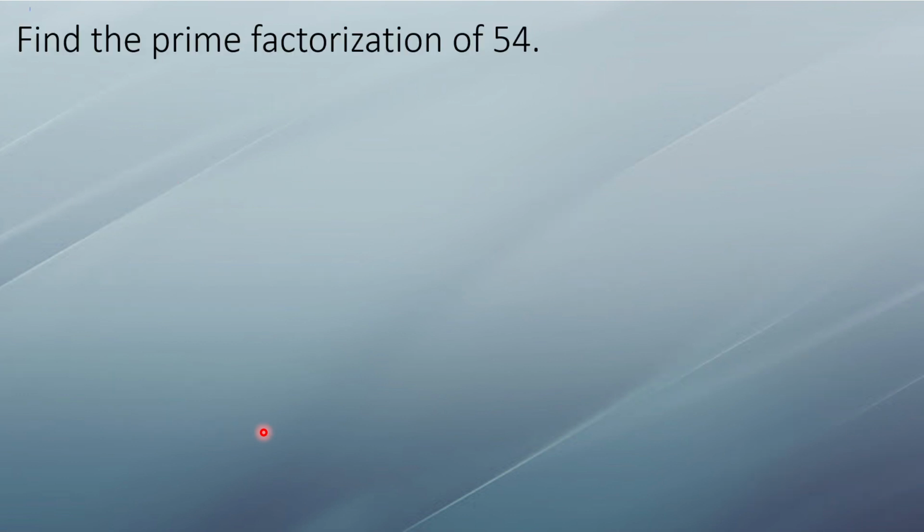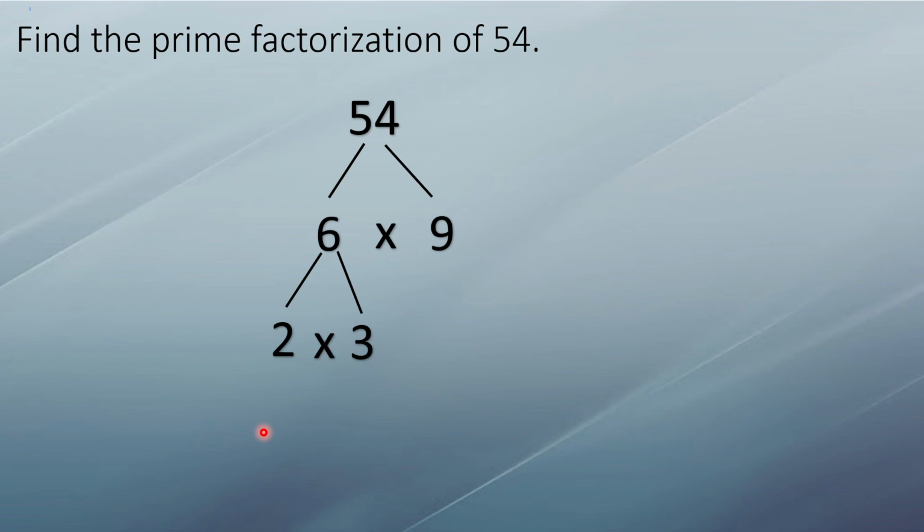Okay, another example: find the prime factorization of 54. We're going to split 54 into 6 and 9. And then the 6 into 2 and 3, and then the 9 into 3 and 3. So if we multiply it, 2 times 3 equals 6, 3 times 3 equals 9, and then 6 times 9 equals 54.